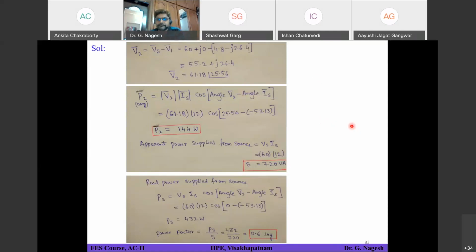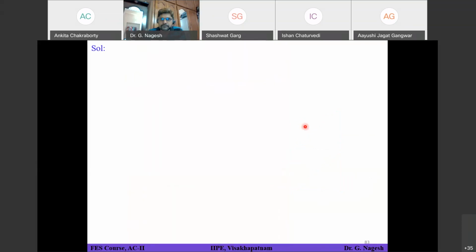Sir, you told that from the formula I square R, the magnitude will give us the average power. But by doing that I am getting the apparent power, that is 720 watts. How did you calculate it? Sir, I simply did I square R. My doubt is, do we need to multiply by cos of minus 53.13?